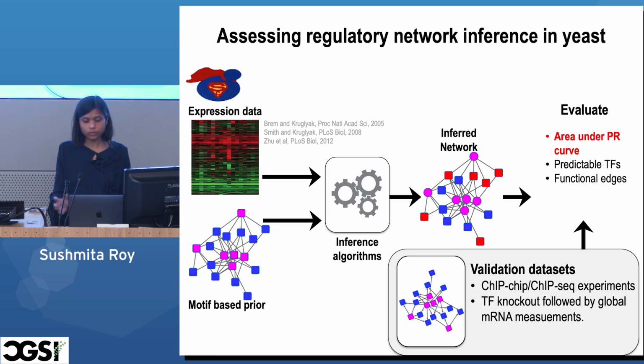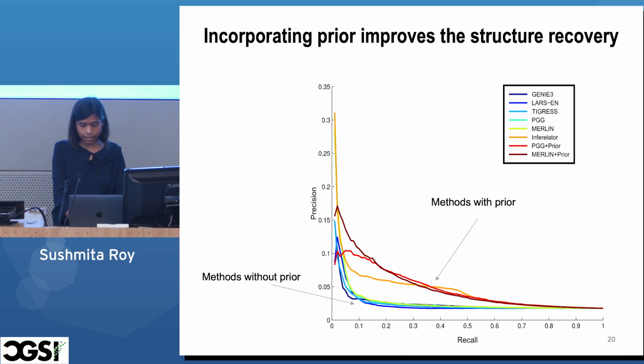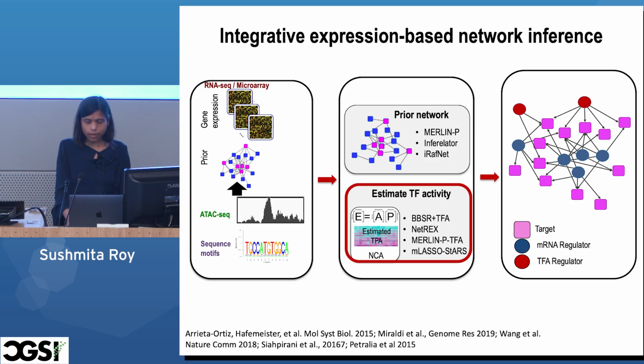And we've done benchmarking studies using yeast as well as mammalian systems. And here, what we've done is taken gene expression, used a motif-based prior, inferred a network, and then asked whether adding priors actually helps. And this is an AUPR curve, which shows that there are two clusters of methods here, methods that use a prior and methods that don't use a prior. And we can see that methods that use a prior are generally much more beneficial in terms of inferring the graph structure. Okay, so the other direction where methods, yeah, question?